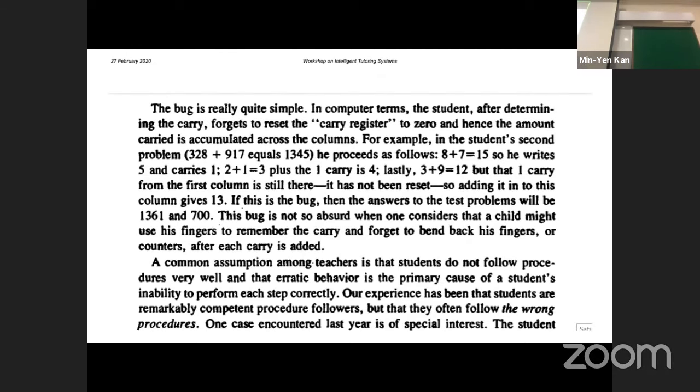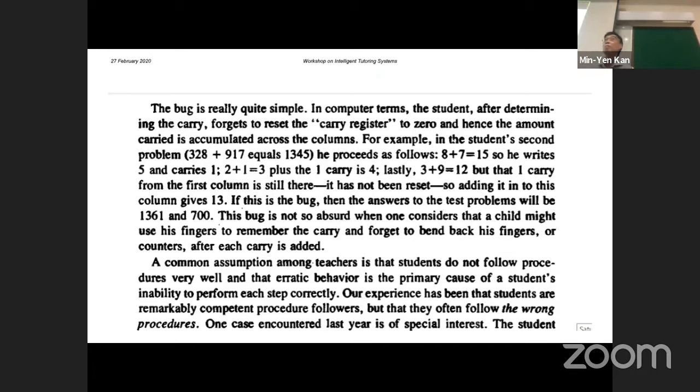So you can read the first few lines. So there's a carry register, right? The student didn't set it to 0. Hence, the bug explains the student's answers to the math problems.